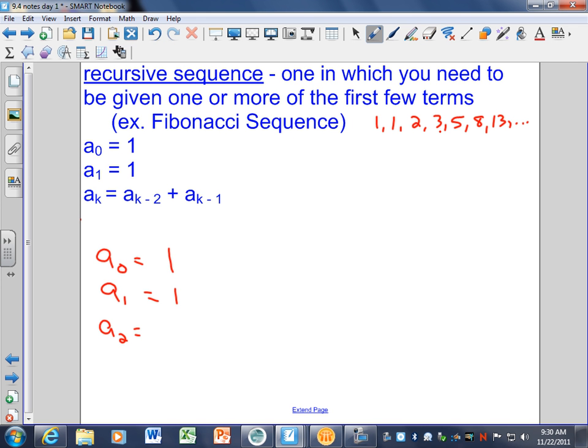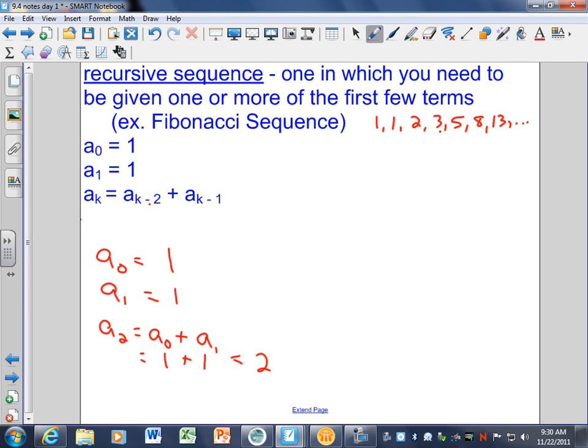That means k is 2, yes? So if I plug in 2 for k here, what does this term become? 2 minus 2 is 0, so you get a sub 0 plus 2 minus 1 is a sub 1. Which is why it is 1 plus 1. Or the second term is 2. So that's just another way of writing it.